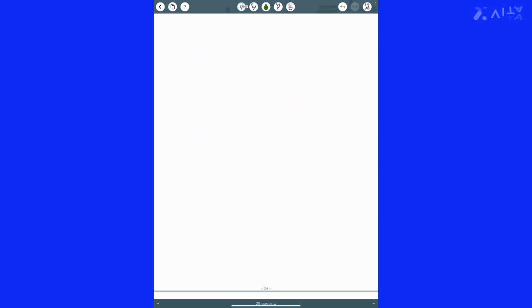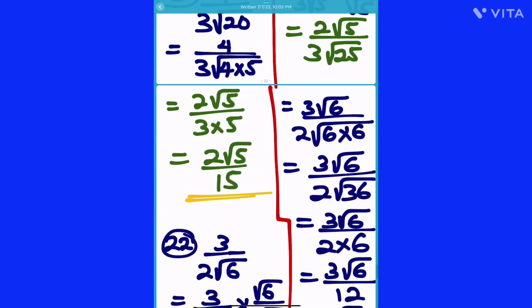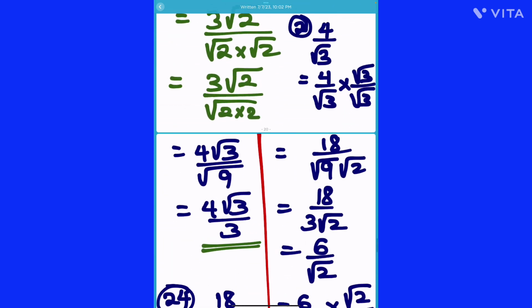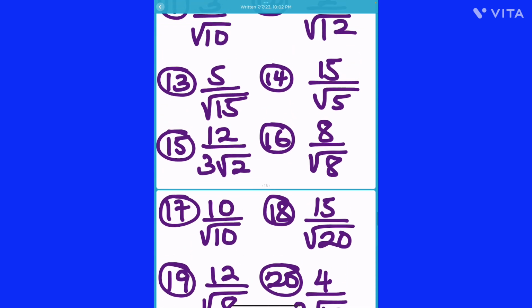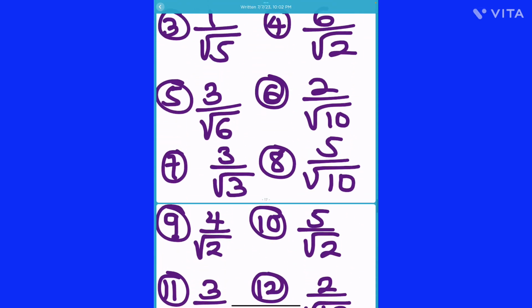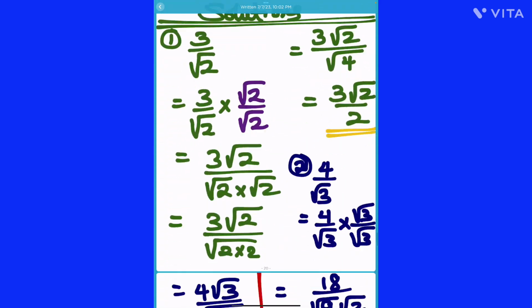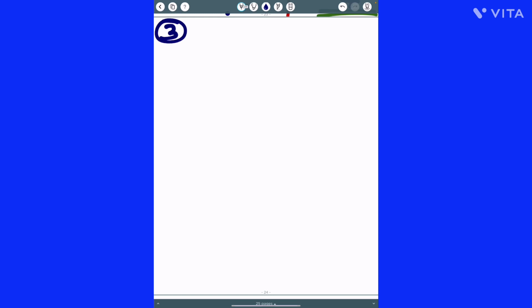So, let me take just 2 more questions. One of the questions says we should rationalize 1 over root 5. Let me look for that number that says we should rationalize 1 over root 5. 1 over root 5 is question 3. Rationalize 1 over root 5. So let's do that together. In question 3, I am to rationalize 1 over root 5.